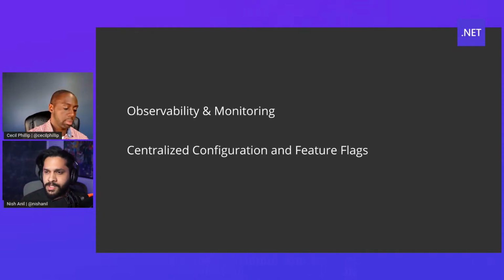Two aspects I want to really focus on today. One is observability and monitoring, and the second one is centralized configuration and feature flags. Both are very large topics, and by themselves, they are a lot of content. So I'll try and go as much as I can. But one thing I try to do on Cecil's show specifically is keep it simple, because he always asks me to keep it simple. So, we will keep it simple.